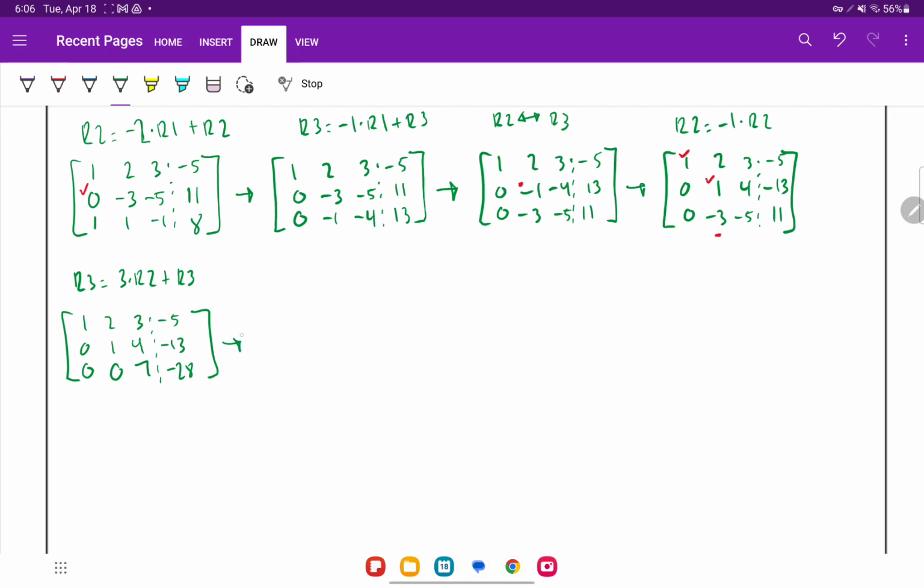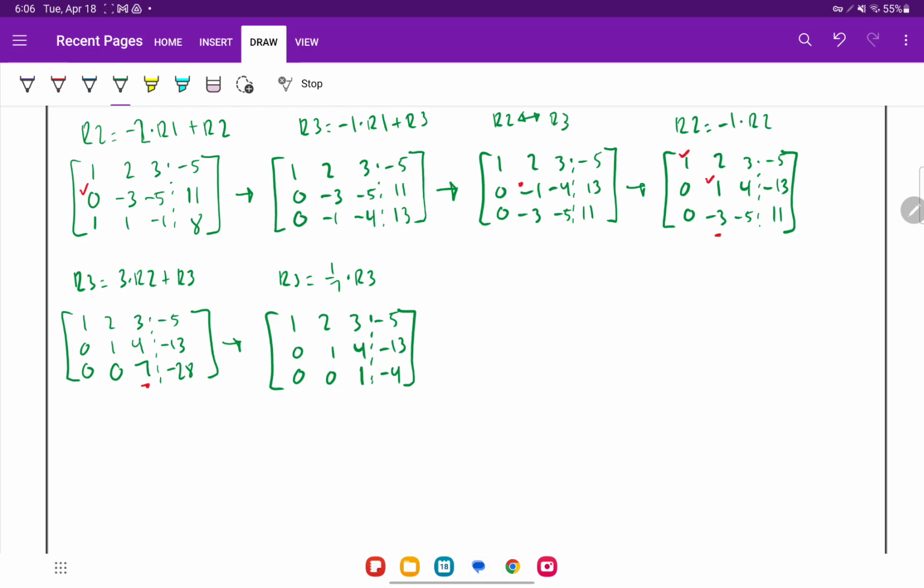All right, and the last thing we need to do is make this 7 into a 1. So last thing I'm going to do is take row 3. I'm going to multiply by 1/7, and that will give me the 1 I need. So row 1 does not change. Row 2 doesn't change. And now I'm going to multiply row 3 by 1/7, so 0, 0. 7 times 1/7 is 1. Negative 28 times 1/7 is negative 4.